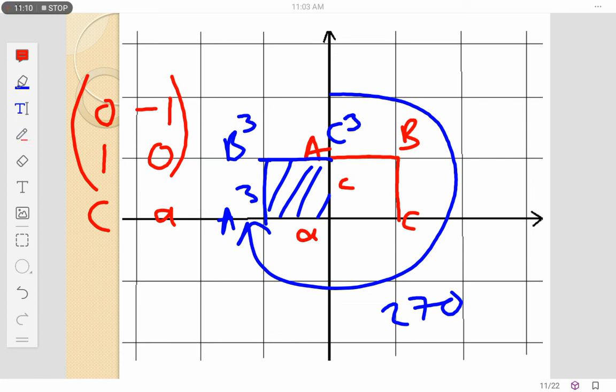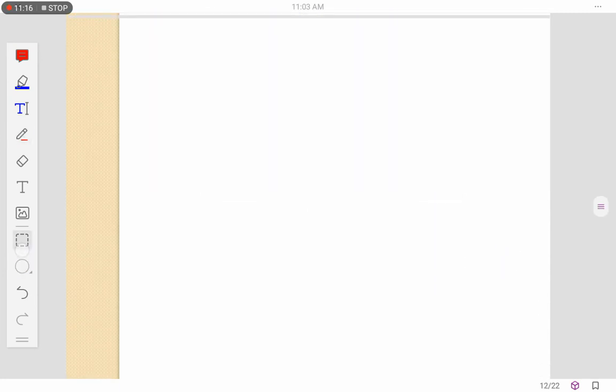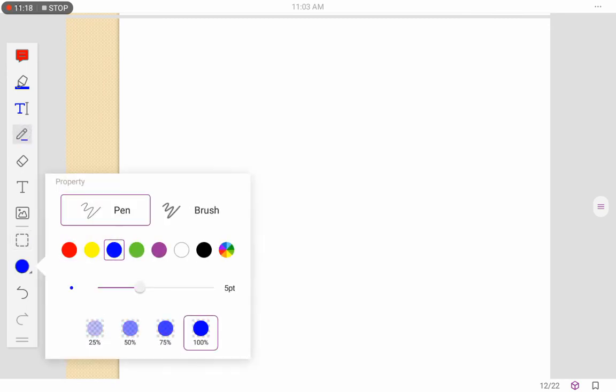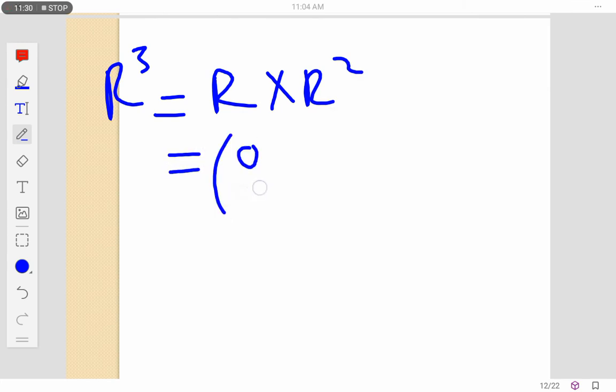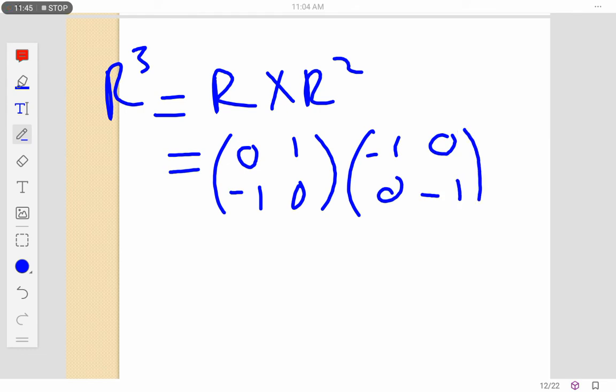Okay, let's do it through the calculating method. Through the calculating method, I can have it as r cubed. Okay, so if it's r cubed, it can be r times r squared, and I can have my r as 0, minus 1, 1, 0, by r squared, the one that we got for 180 there, which is minus 1, 0, 0, minus 1, like that. Okay, so if we multiply this one, we can do our row by column.